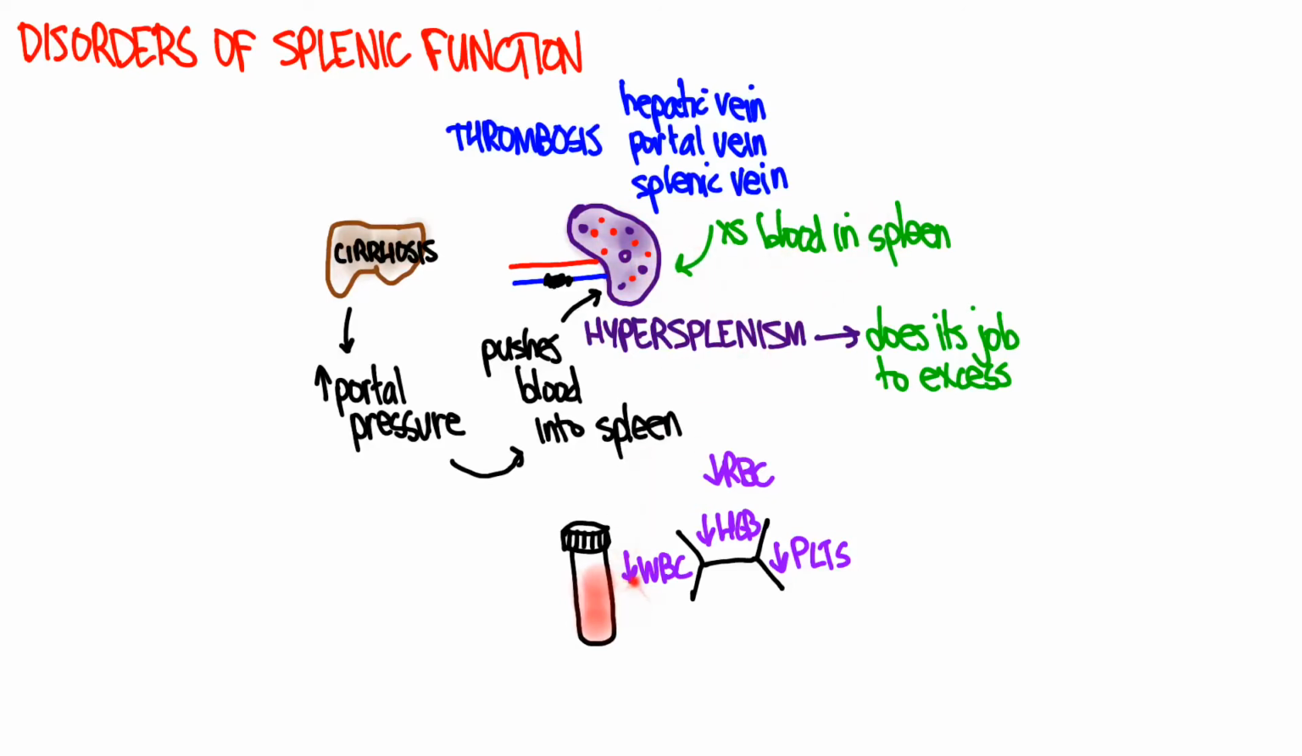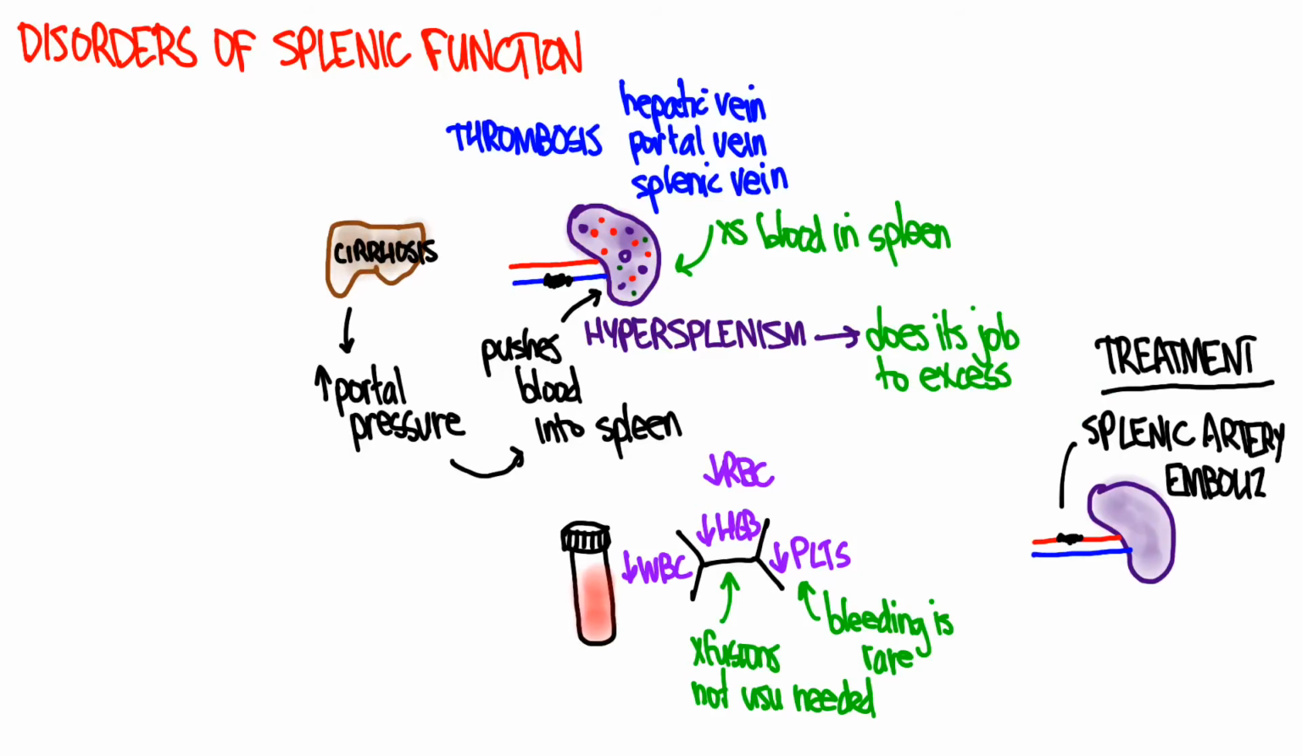And so on blood tests we're going to see cytopenias. But luckily, bleeding is rare and transfusions are rarely needed. So what's the treatment? Usually it doesn't require treatment, but if it's bad enough, you could do splenic artery embolization. Splenectomy is rarely done because of the aforementioned complications of increased risk of bleeding and increased risk of infections.